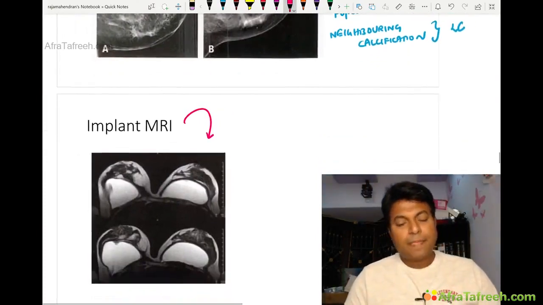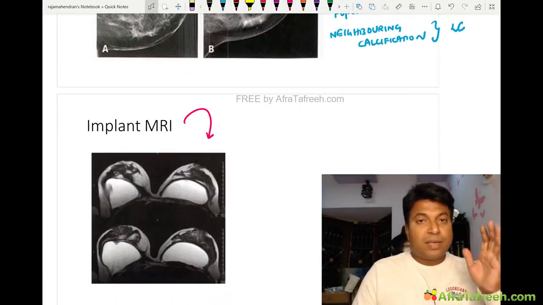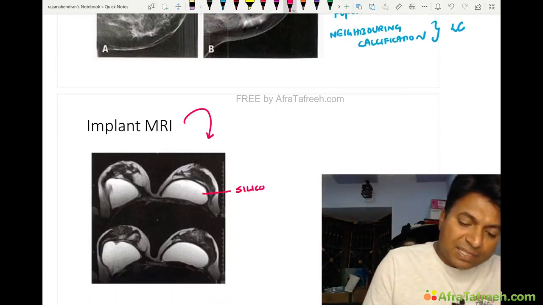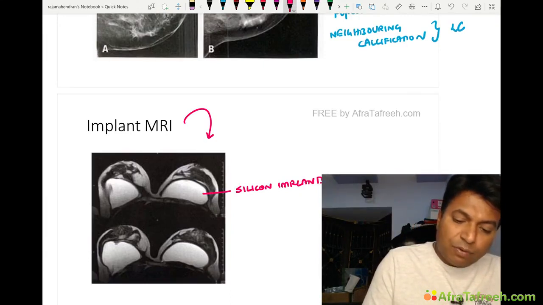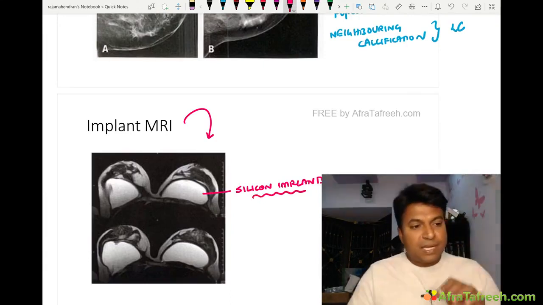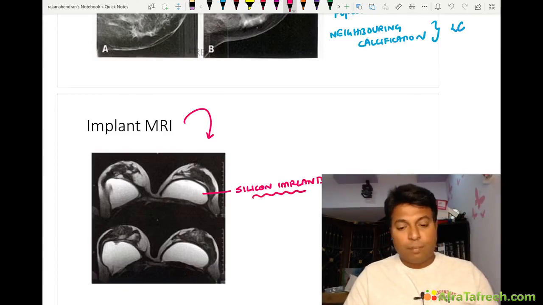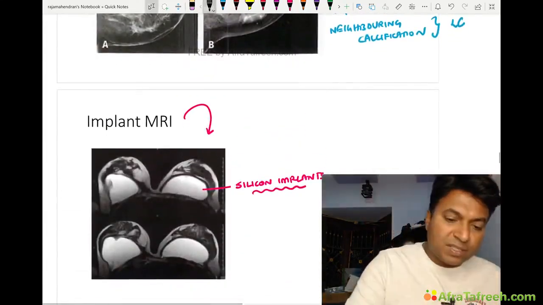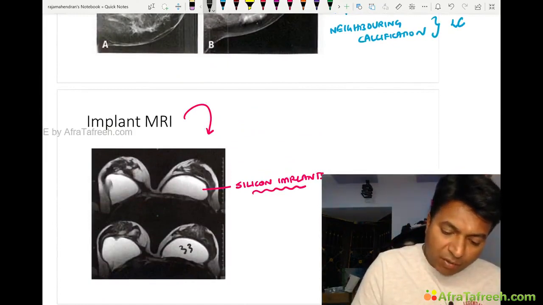When we are screening the breast in females having silicone implants, to rule out cancer we have to do MRI only. Silicone implanted females, we have to do MRI. One such MRI finding is this. What is this? This is a finding seen in MRI.